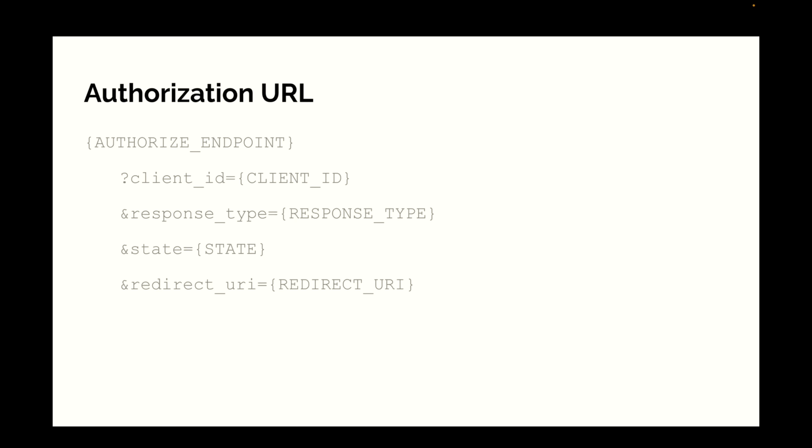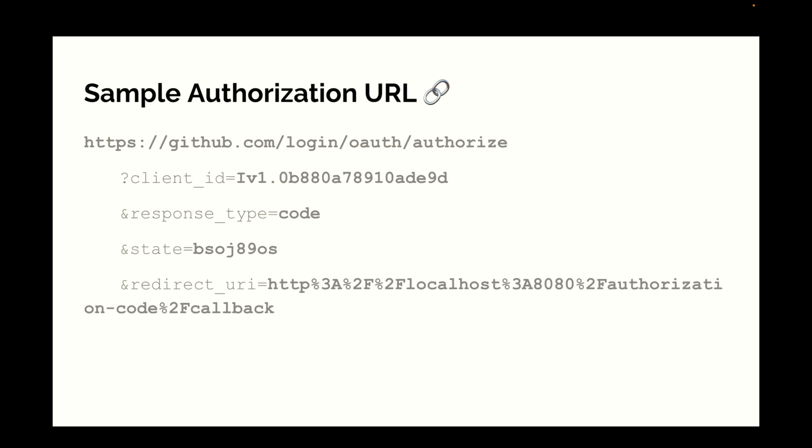So this is the template of the authorization URL. First we have the authorize endpoint. The authorize endpoint is available in the documentation of the authorization server or OAuth provider. Then we include one client ID query parameter. The second query parameter is response type and its value will be code. The third parameter is state and its value will be any random string. Then there will be a query parameter called redirect URI, which will have the value of the redirect URI.